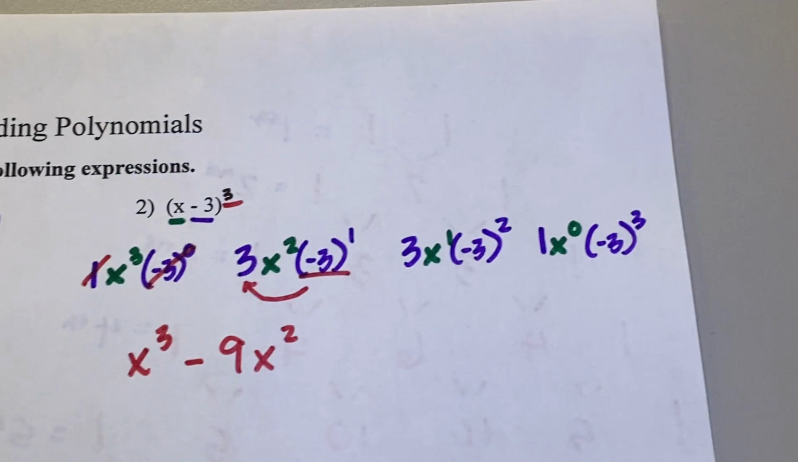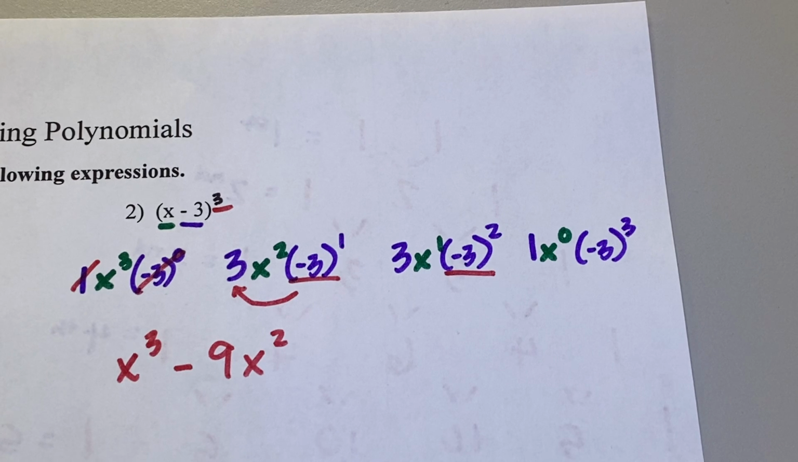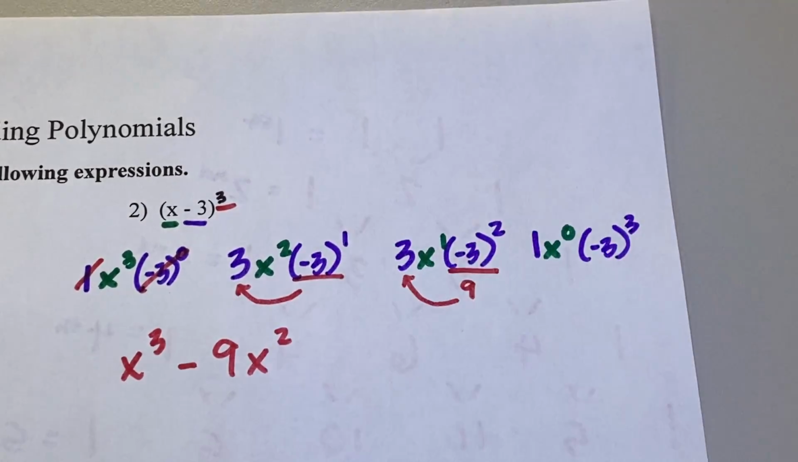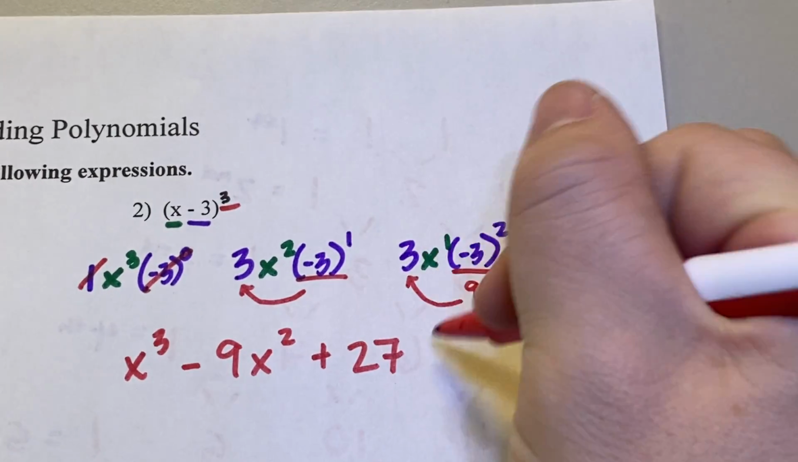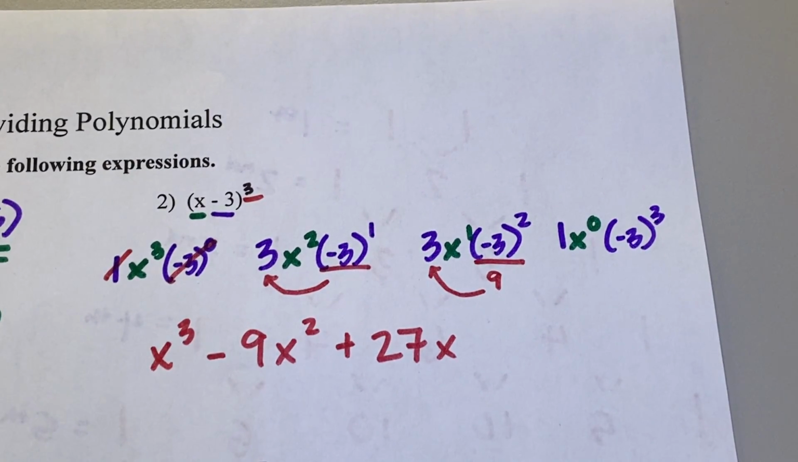Let's go to our next guy. What is negative 3 squared? What's negative 3 times negative 3? Negative 9. Is it negative? Oh, wait. Negative times a negative? Positive, so we get positive 9. Then what's positive 9 times 3? That 3 in front. 27. So my next term, positive 27 with 1x, or x to the 1st power.